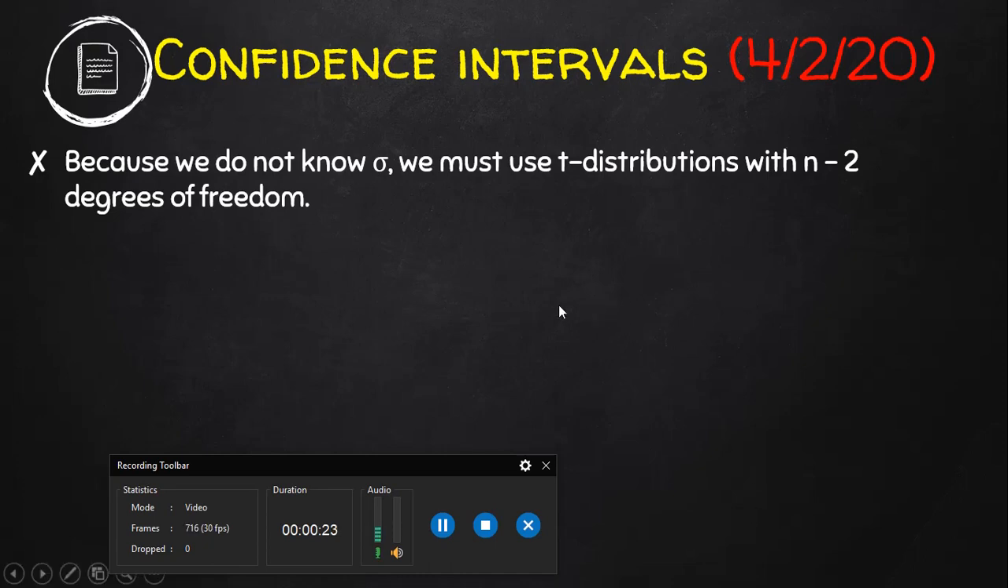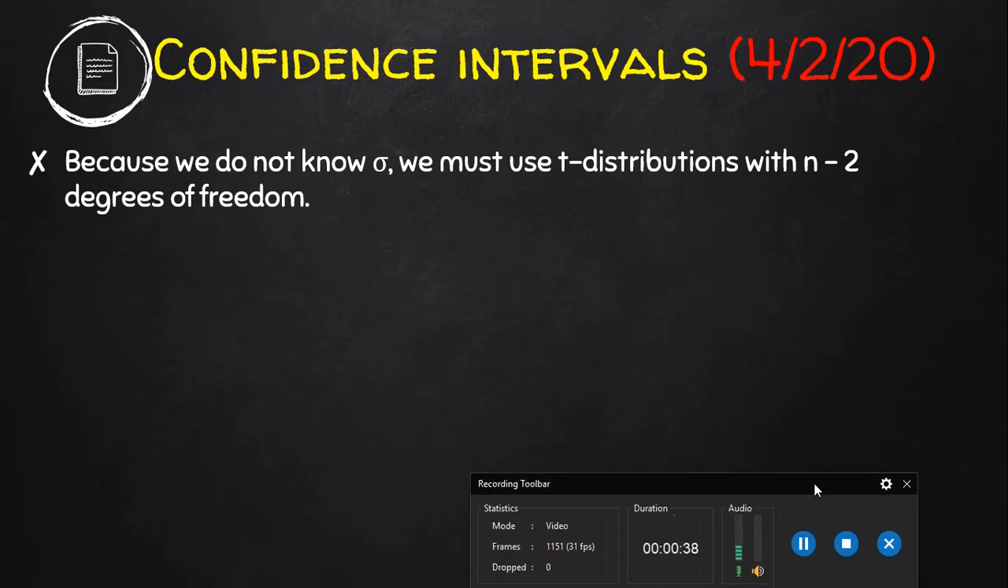One of the things you need to consider is that because we're working with a sample, we don't truly know what the standard deviation is. So that tells me that I need to convert now to a t-distribution, and we're using n-2 degrees of freedom. And we'll talk about that in a second.